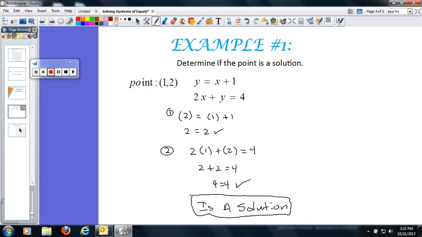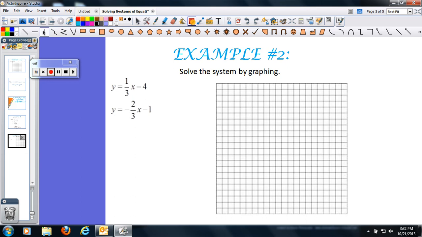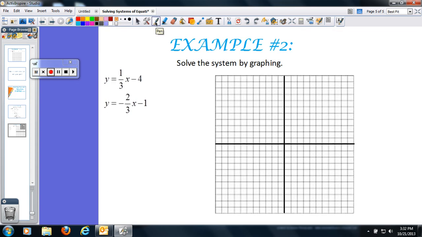Now we're actually going to get into the graphing part, which is going to be example number 2. These are going to be linear equations. So I'm going to start by graphing, or putting my x and my y-axis. Since they're linear equations, I'm going to put them in the middle, and put my arrows on them.